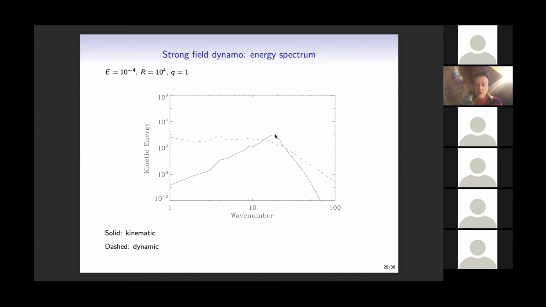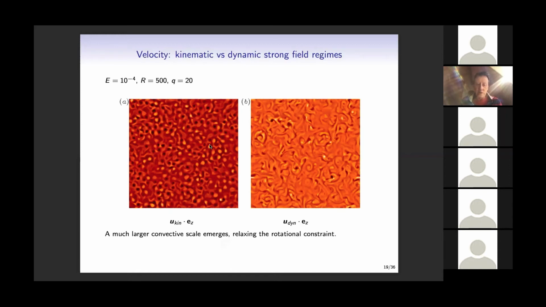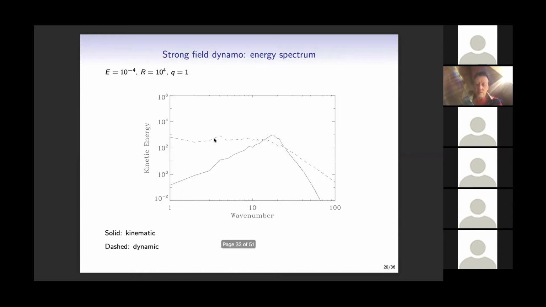So the solid line is the kinematic flow. You can see there's a very sharp peak at about 20, and that sharp peak is just these little guys. Okay, and when the dynamo saturates, whereas in the weak field regime there was a slight increase in large scale velocity, here there is a huge increase in large scale velocity, right? It's gone up something like 4 orders of magnitude. So there's a movement to a much larger scale flow.